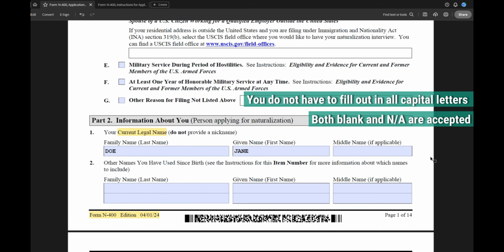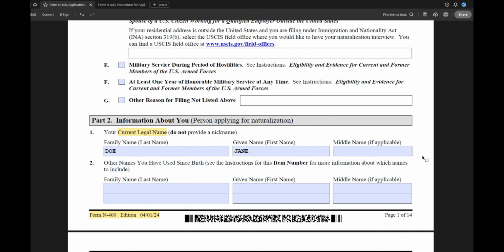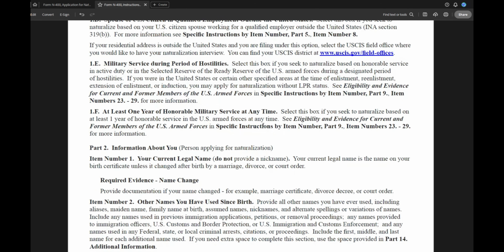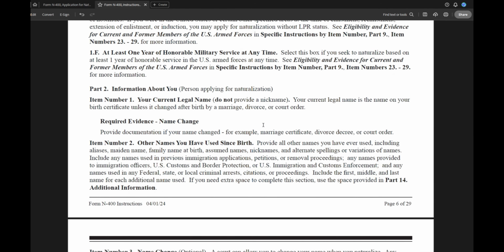Both are acceptable. So once you fill out your current legal name, they also ask you to provide other names you have used since birth. Page 6 of the form instructions will tell you what kinds of other names you must provide in this form. Aliases, your maiden name, family name at birth if it has changed, assumed names and nicknames, and even alternate spellings or variations of your name.